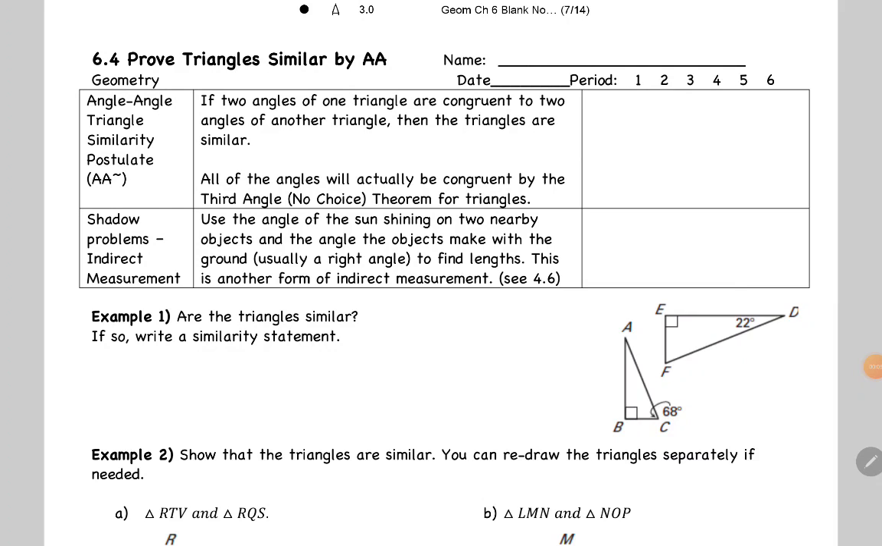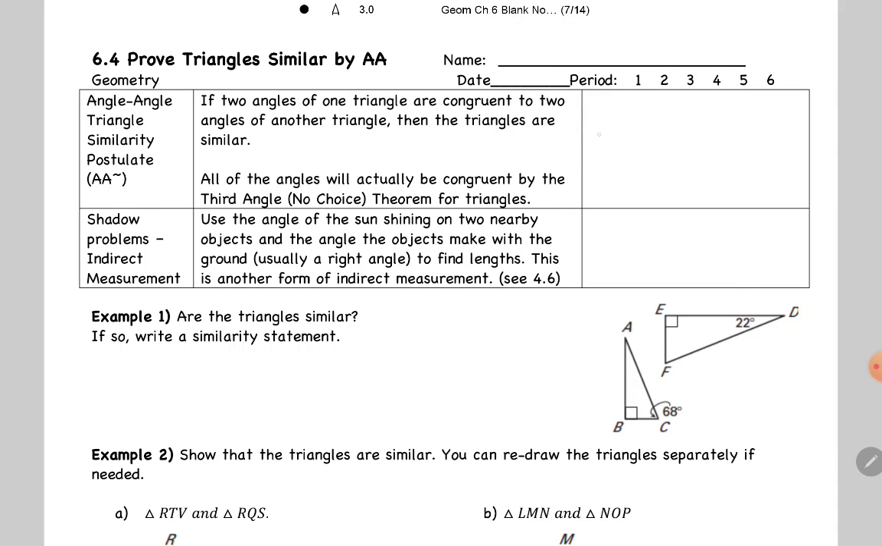We're going to prove triangles are similar by AA. So the angle-angle triangle similarity postulate says if two angles of one triangle are congruent to two angles of another triangle, then the triangles are similar.